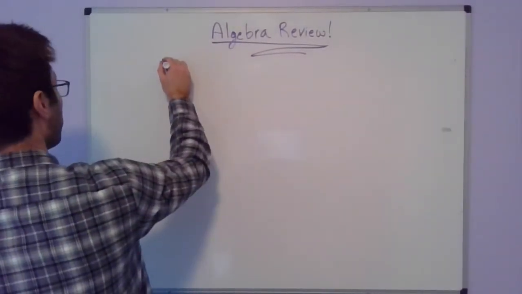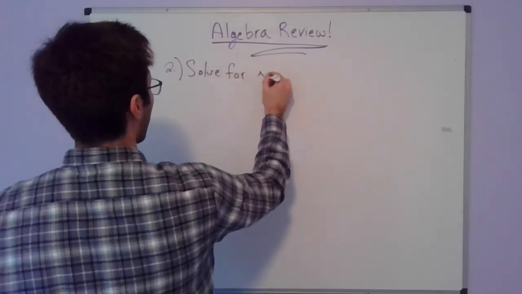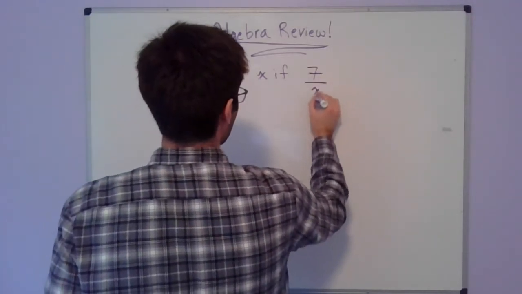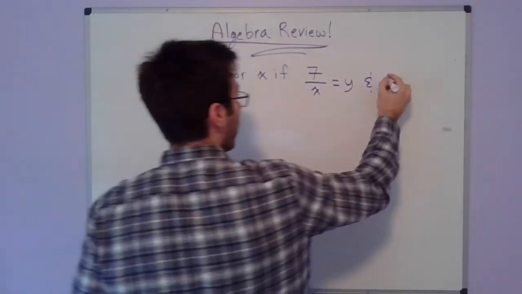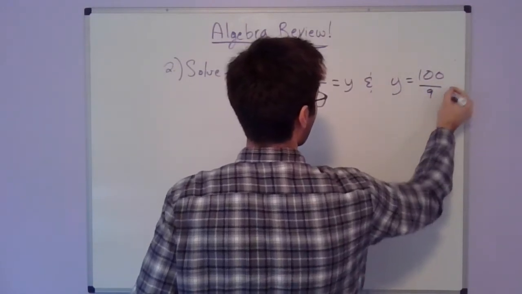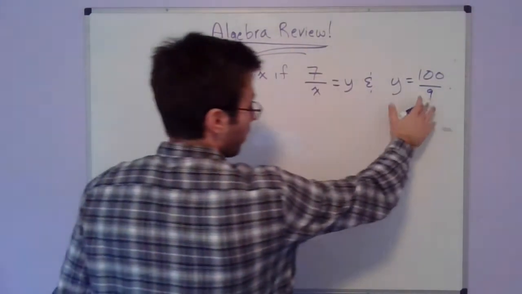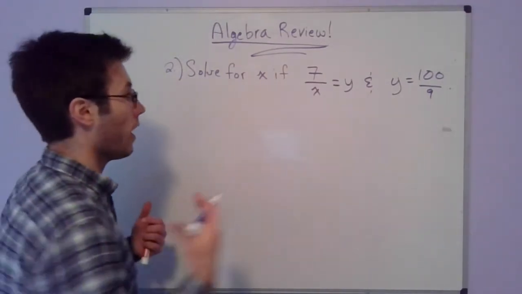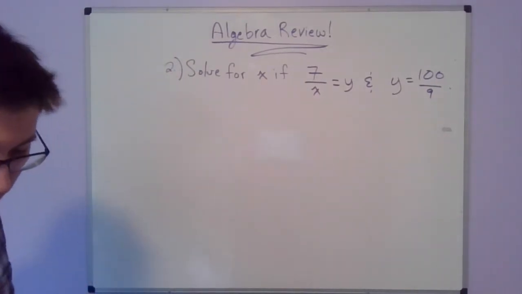All right, let's do number 2. Solve for x if 7 over x is equal to y, and y is also equal to 100 divided by 9. We could just figure what that value is on our calculator, but it's important to deal with fractions. We have to use our fractions again to our advantage. We have to get comfortable using our fractions here.